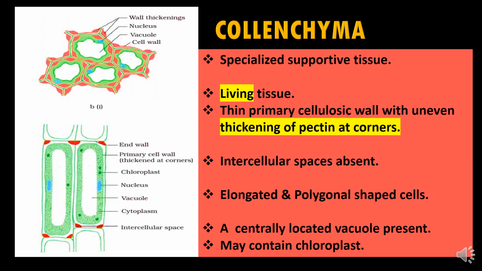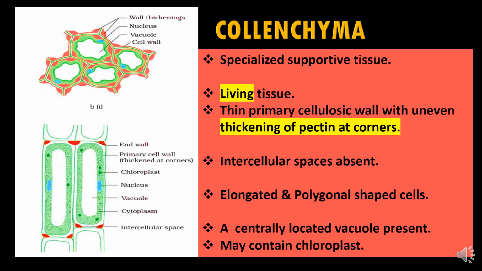The second type of simple permanent tissue is collenchyma. Collenchyma is a specialized tissue, and it is basically a supportive tissue. The cells are living and are covered with a thin primary cellulosic cell wall, but it has uneven thickening due to deposition of pectin at the corners. As you can see in the diagram, the red colored thickening portion is pectin, which gets deposited on the cell wall in addition to the cellulose.